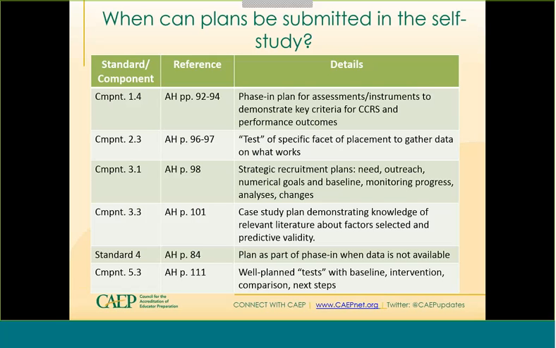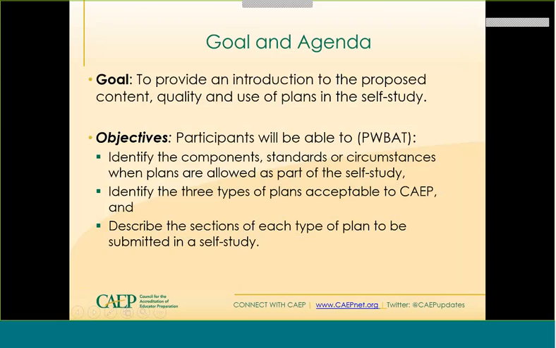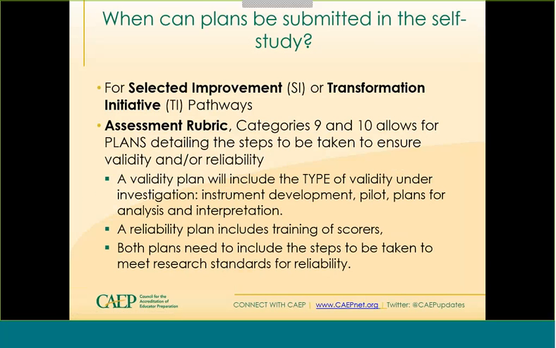So we're going to go to the next slide here and talk about where else CAEP is allowing plans to be submitted. So, 3 other places, the Selective Improvement and the Transformation Initiative. If you are following either of those 2 pathways to accreditation, as opposed to the inquiry brief, the Selective Improvement pathway has a plan that can be submitted about what aspect of your program you're going to identify as in need of improvement and how you're going to proceed. And the Transformation Initiative pathway allows you to submit the plan for your research study on what you consider to be a model of teacher preparation practice, okay?